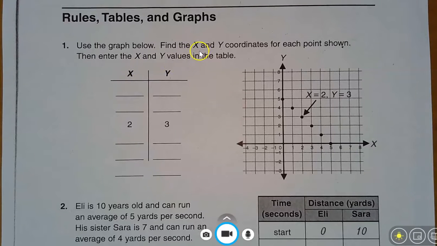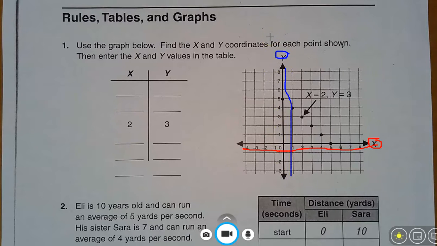Use the graph below, find the x and y coordinates. A couple of things to notice here. It tells you this is the x coordinate. So the ones that go left to right are the x's. Where are the y coordinates? Can you see it? The y's are up and down. We've talked about this a few times as we made line graphs with science. But your y coordinates go up and down.